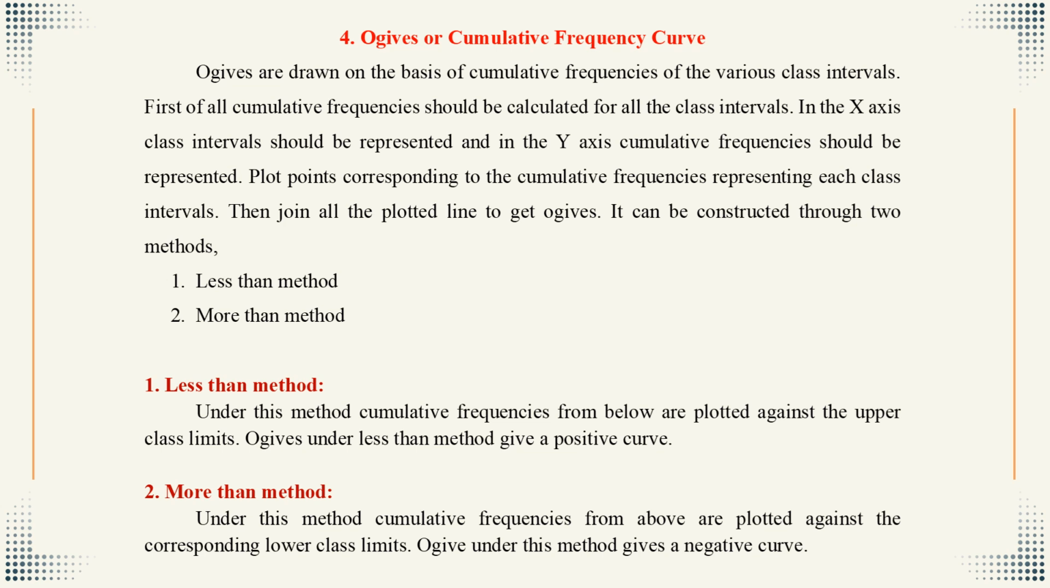It can be constructed through two methods. One is the less than method, the second one is the more than method. First one, less than method. Under this method, cumulative frequencies from below are plotted against the upper class interval limits. Ogives under the less than method give a positive curve. Next, more than method. Under this method, cumulative frequencies from above are plotted against the corresponding lower class limits. Ogives under this method give a negative curve.